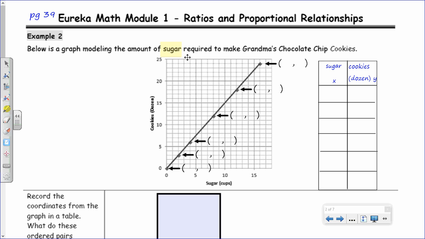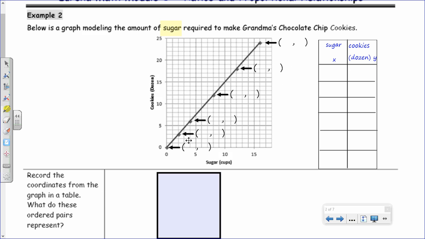Now we're talking about sugar to cups of cookies. Now there are points already on here, so let's go with something that we know. I can see that it goes through the origin, so that's 0, 0. That's the first one. The second one, it looks like it's 2, 3. The third point here, it looks like it goes through 4, 6. This one, in between 5 and 10, so I've got 8 for my x, and I've got 12 right here.